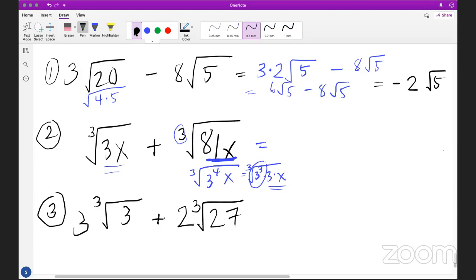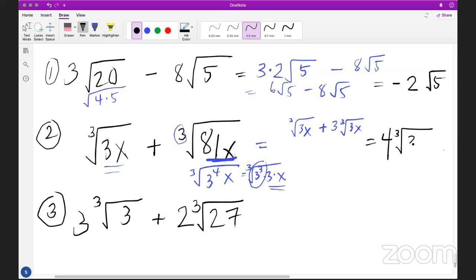So here we will have cube root of 3x, tapos plus 3 times cube root of 3x. So our final answer is going to be 4 cube root of 3x.